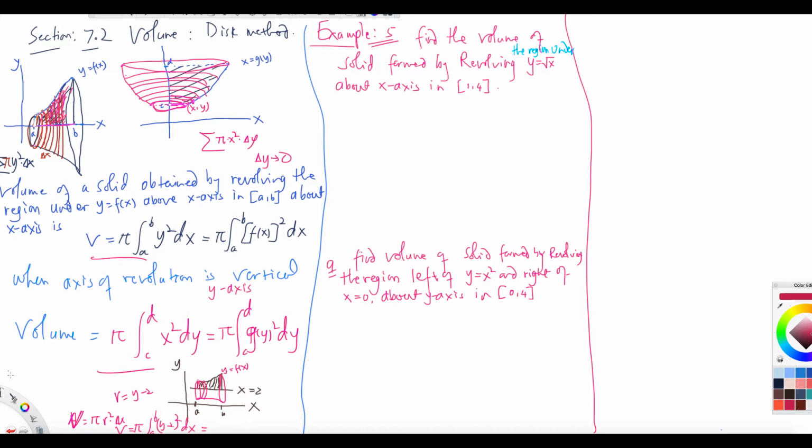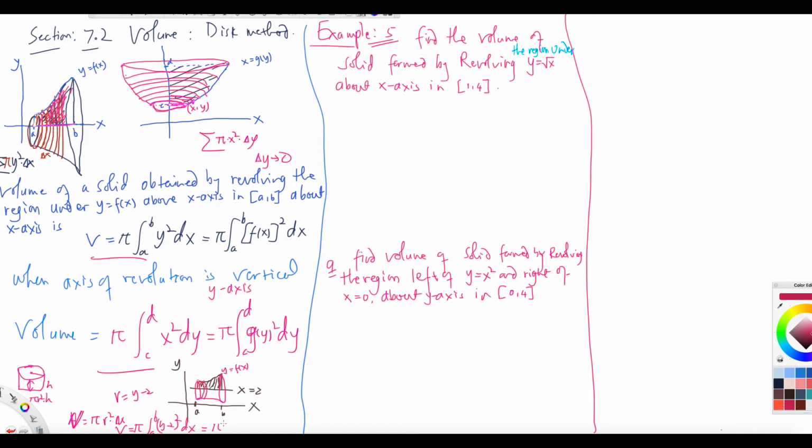So how do you find the volume of a cylinder? This is the radius of the circle, right? So it is the area of the circle, pi r squared, times the thickness, which is h. So pi r squared h. That's what we are doing to find the volume of a single disk. And if you add the volumes of all the disks, that will be the integral of pi times r, which is y minus 2, squared dx.